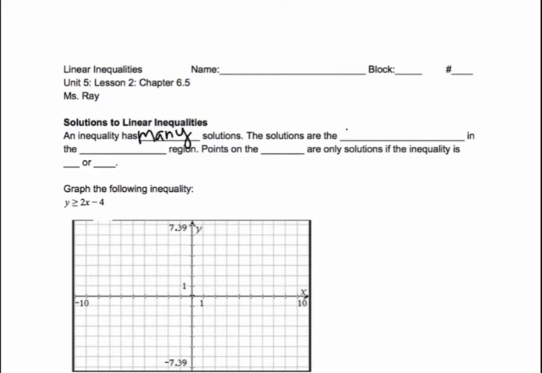The solutions are the ordered pairs. Okay, remember an ordered pair is x, comma, y. An ordered pair is a location. It tells you where that point is located. It has an x value and a y value. So it's the ordered pairs in the shaded region.